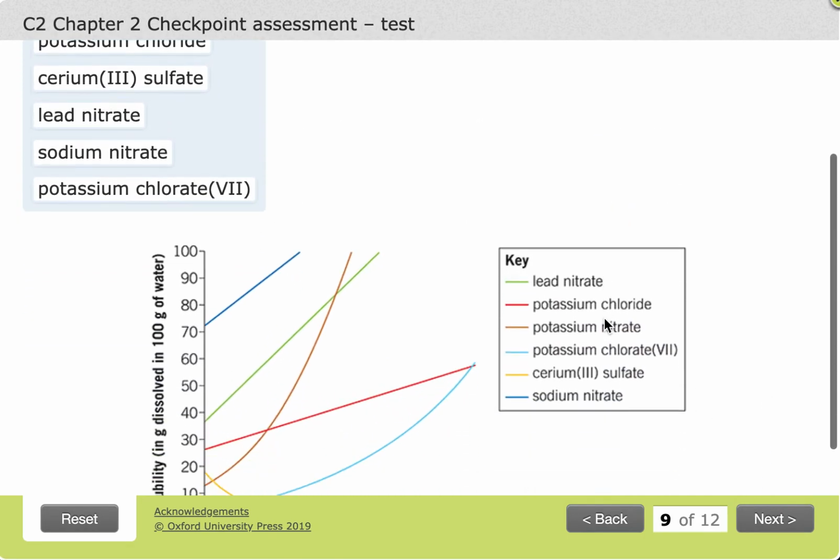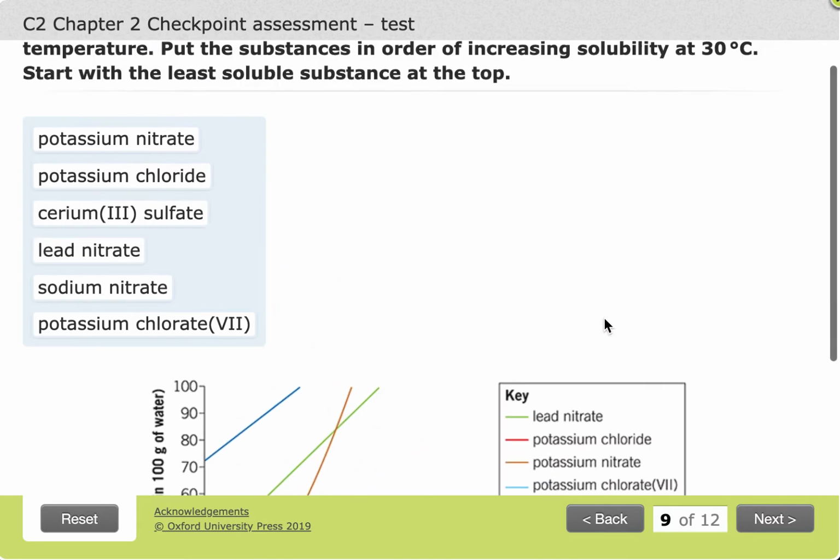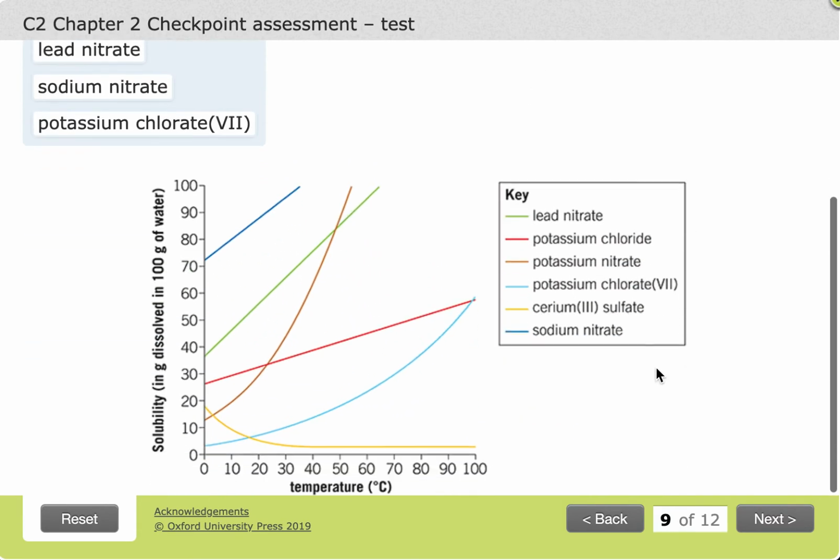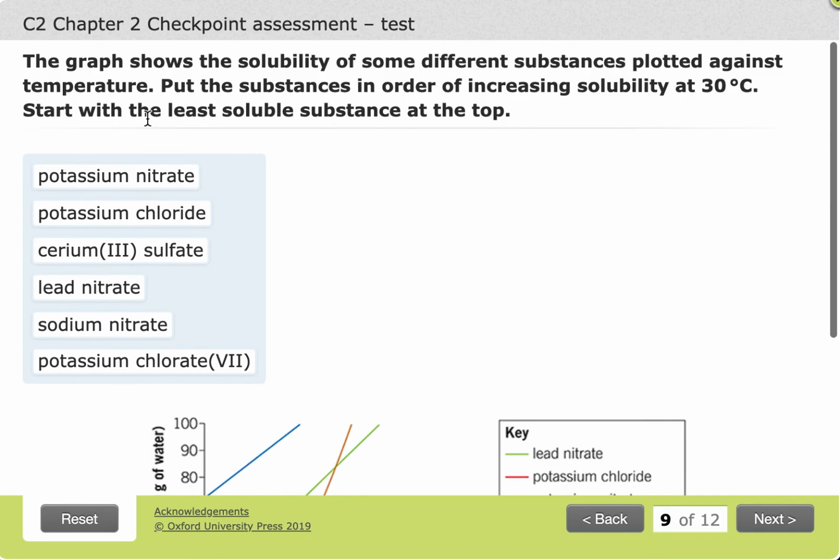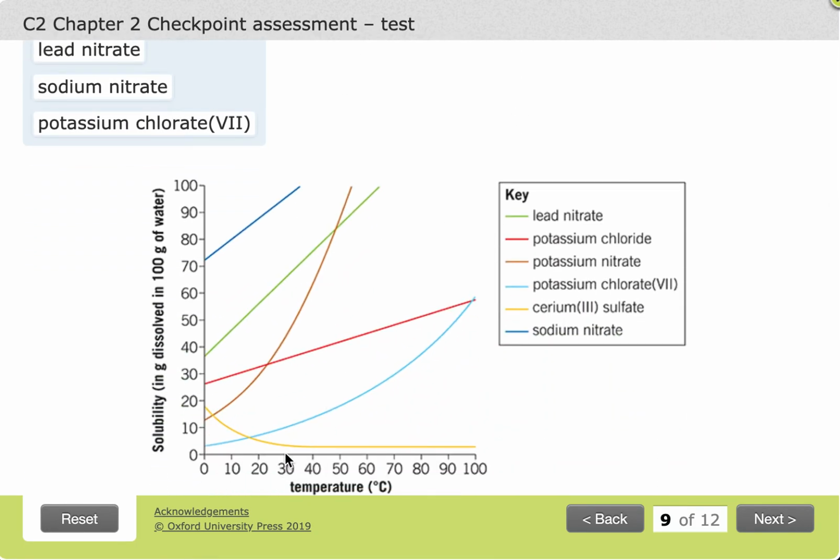Last one, we're going to look at solubility. Okay, and we're told to look at the solubility at 30 degrees. So we need to be looking, although we have solubility changing all the time, we need to be looking at this 30 degrees point. We want to start with the least soluble substance at the top, and that way it means we're working from the bottom and following this line up.